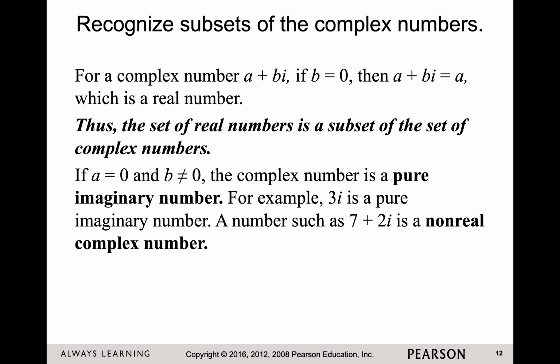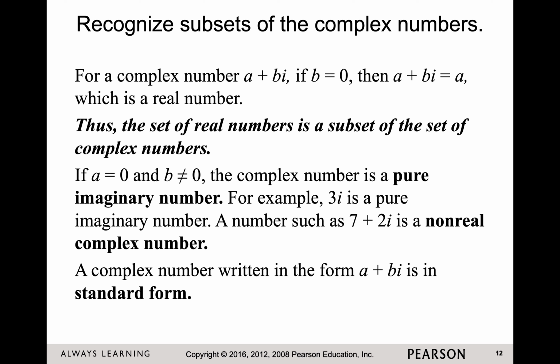So this becomes the question. I get this from students all the time. If I just have 3i, is that a complex number because I can write it as 0 plus 3i? The answer is no. If a is 0, we just call that a pure imaginary number. So that's going to be different than if I just had 2 plus 3i. So 3i does not count as a complex number.